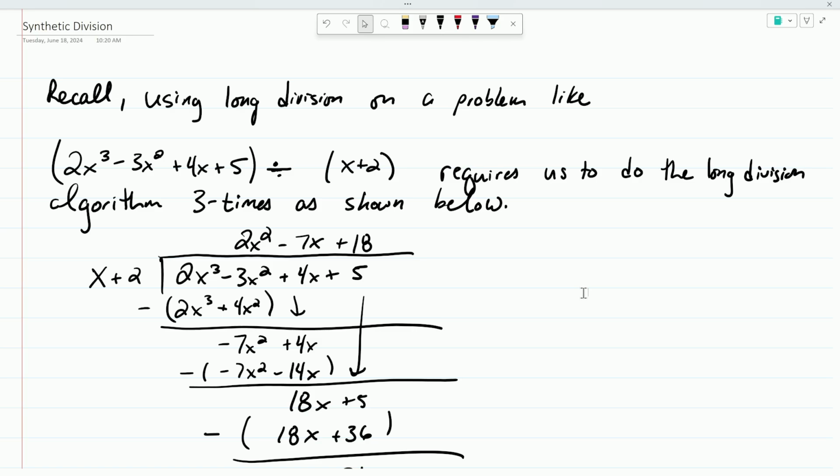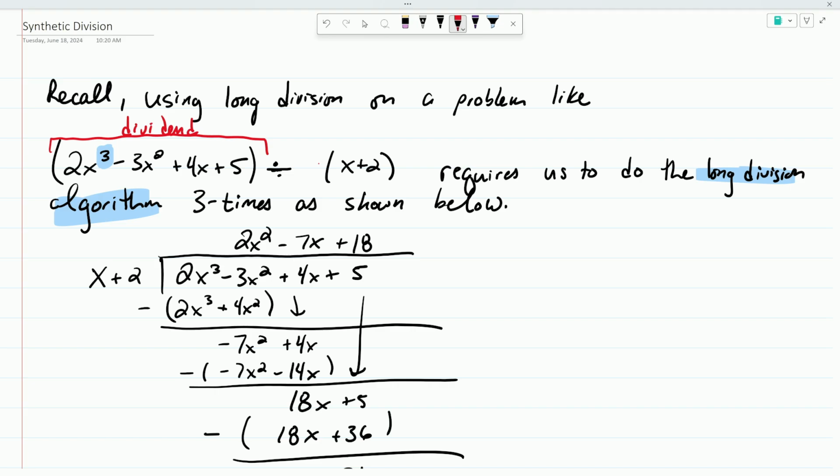So recall that when we use long division on a problem like the quantity 2x to the third minus 3x squared plus 4x plus 5 divided by the quantity x plus 2, this is going to require us to do the long division algorithm 3 times, as shown below. How do I know I have to use it 3 times? If I look at my dividend, I notice that the highest degree in that polynomial is to the third power. So I know long division 3 times.